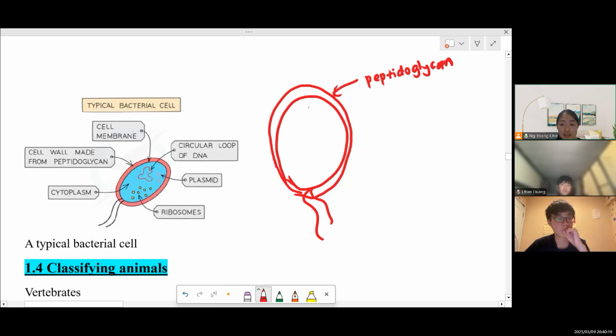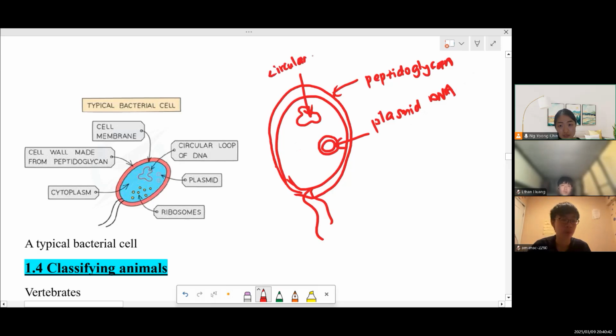Okay, then inside they do contain circular DNA, or naked DNA, and the bacterial cell also has this thing we call plasmid DNA. Okay, so this is the circular DNA. And then they have the ribosome. Yeah, this is ribosome. So this is the simple structure of the bacterial cell.